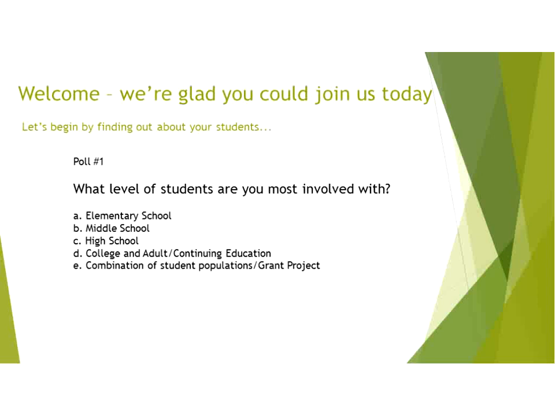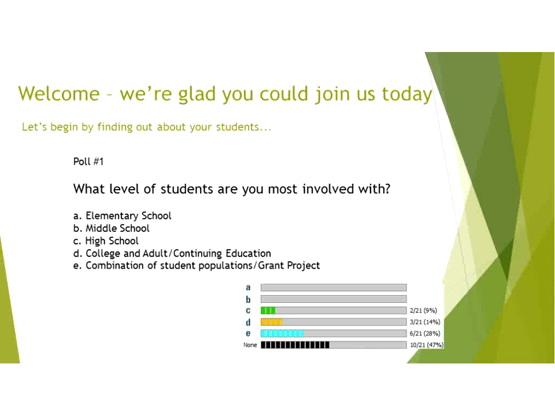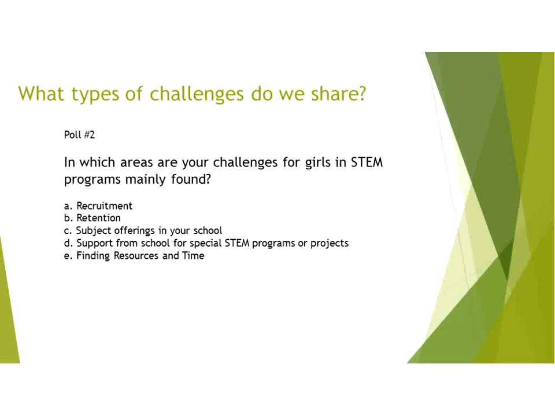Okay, we're just about ready to see the results of the poll. Just one moment. Here we go. Let's go ahead and take a look at the results of this first question. All right, so we have really a combination between C, D, and E. So we have people from high school, college, and adult continuing education, and some combination of student populations. So that's good. So now we know where the perspective that you're coming to us with. It's largely a higher level of the K-12 spectrum and some college, of course. Now let's clear that poll and go to the second polling question.